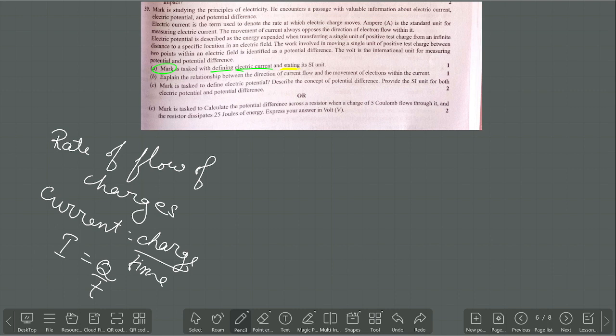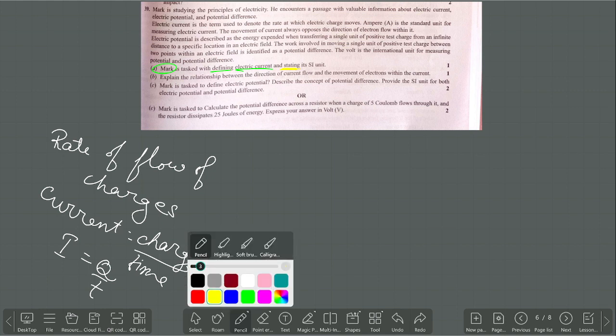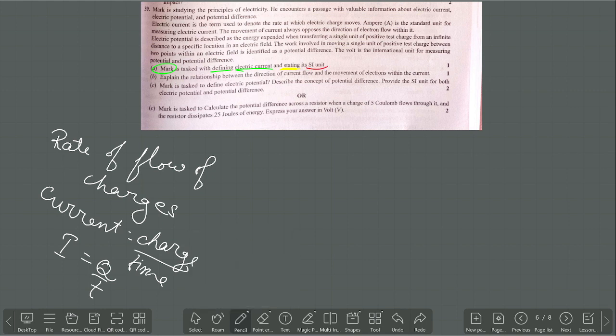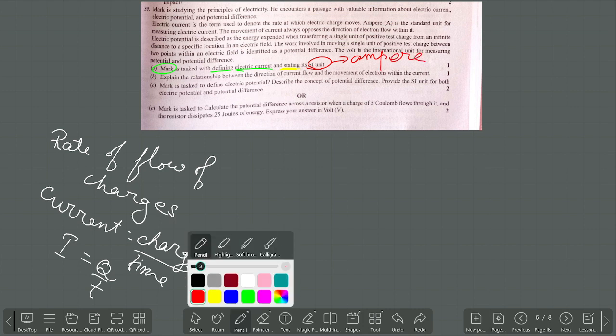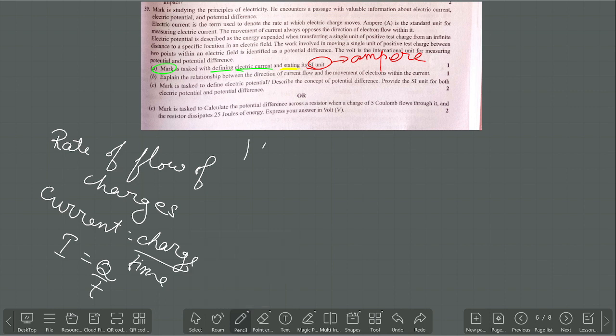What do you need to do? We need to state the SI unit. We all know that the SI unit of electric current is ampere. This ampere we need to state. So then 1 ampere is defined as 1 coulomb of charge flowing through the conductor in 1 second. Don't make a mistake over here. Here clearly they mention it as state.